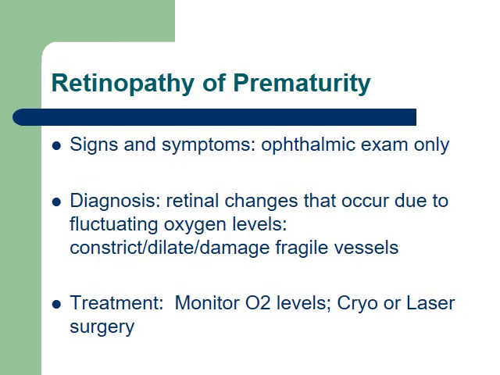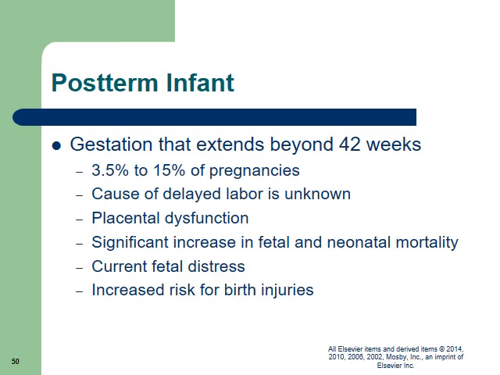My goodness. The retinopathy can be discovered only by ophthalmic exam. The diagnosis is retinal changes that occur due to those fluctuating oxygen levels, which cause the fragile vessels to constrict, dilate, and become damaged. And so the treatment is to monitor their oxygen levels, just be careful with that, and then cryo or laser surgery to maybe improve the vision.